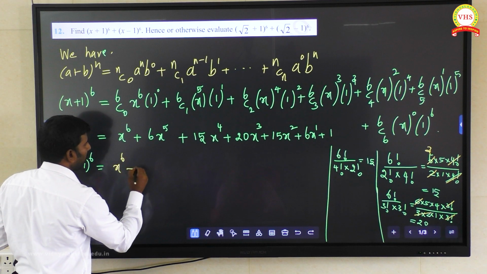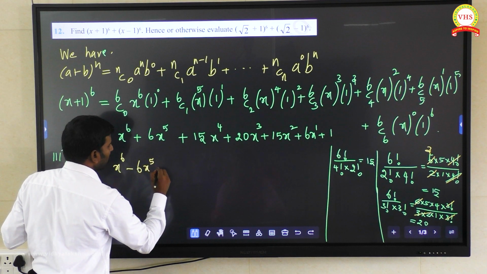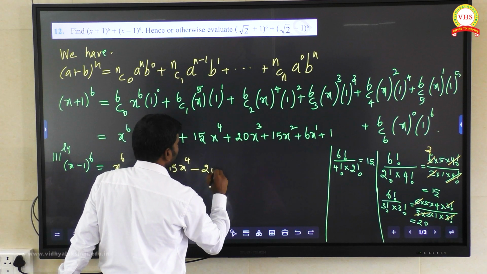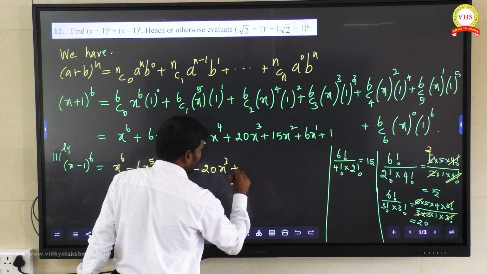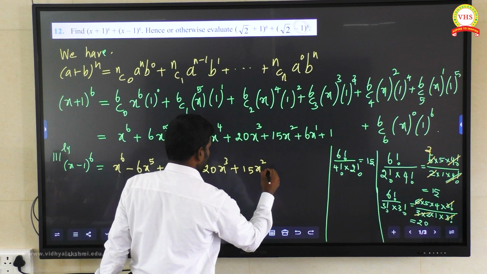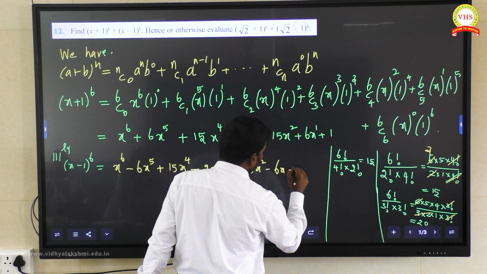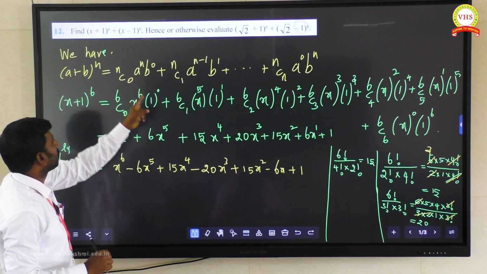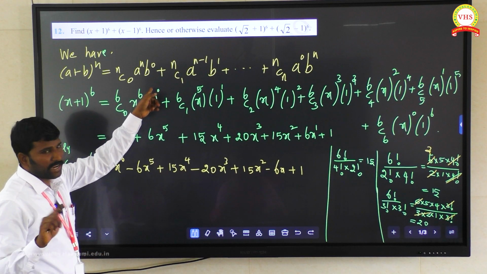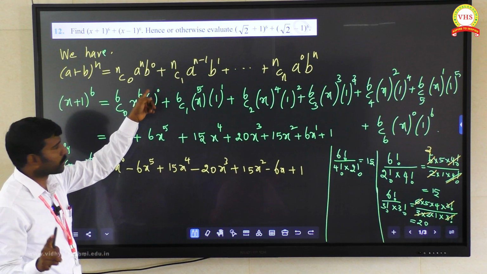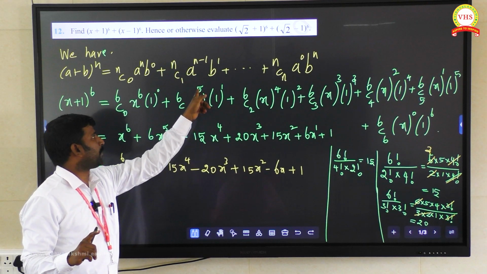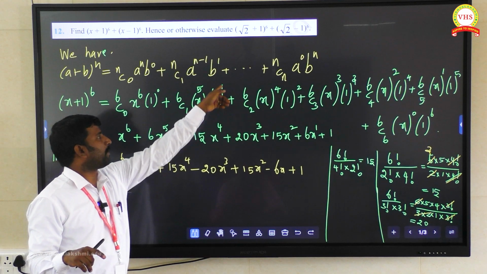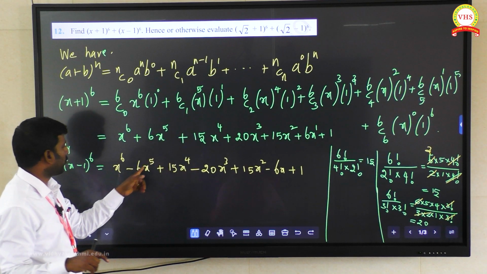x power 6 minus 6 x power 5, then plus 15 x power 4 minus 20 x power 3 plus 15 x square minus 6x plus 1. You just check once again. So x power 6, when we have 1 power 0, when we have a negative also, anything power 0 is 1. That is positive 1. Okay. And here when we have x power 5, b power 1, odd power.